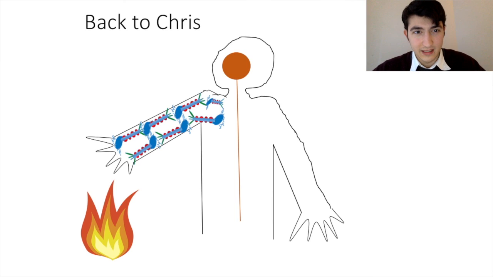So with the examples of multiple sclerosis and with Chris, hopefully I've properly demonstrated how structure supports the function of the neuron, and hopefully I've properly detailed the structure of the neuron.